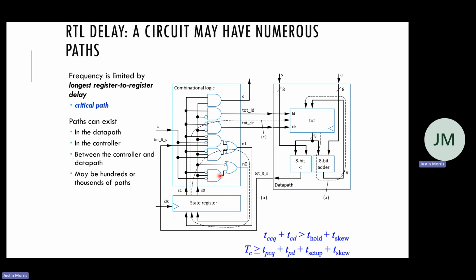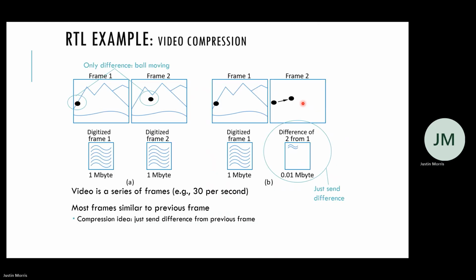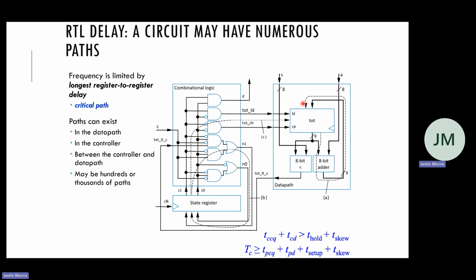Right. Here it's just showing some different paths. We already went from state to state, from the state register to the total register, from the total register back to itself. And you use the same sequential logic timing equations, right?